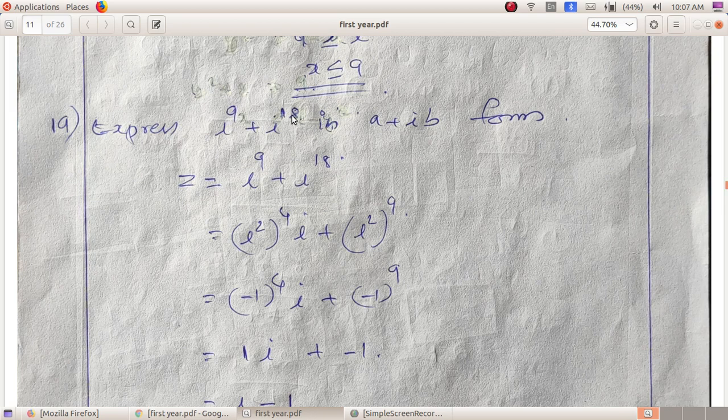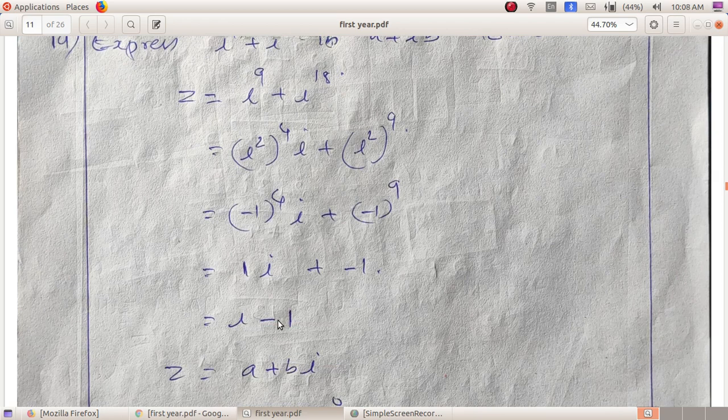Similarly, i raised to 18 means (i squared) whole raised to 9. So this i raised to 9 plus i raised to 18 can be taken as (i squared) whole raised to 4 into i plus (i squared) whole raised to 9. What is i squared? Minus 1. So (minus 1) raised to 4 into i plus (minus 1) raised to 9. Minus 1 raised to 4 means 1 itself. 1 into i plus (minus 1) whole raised to 9 means minus 1 itself. So 1 into i minus 1.